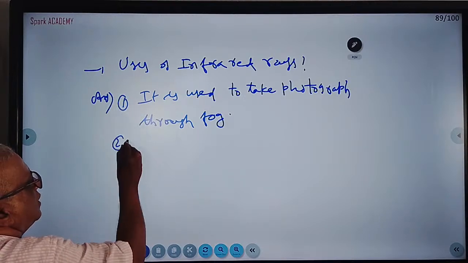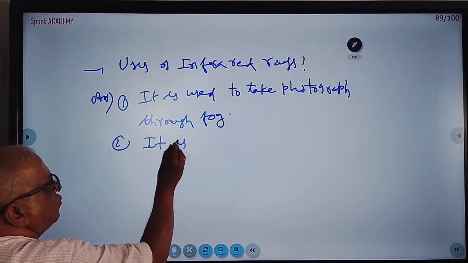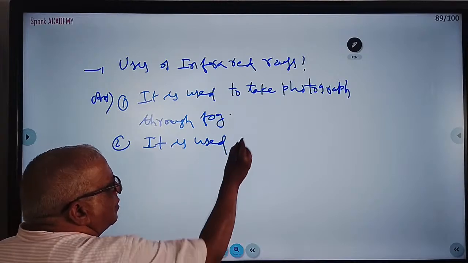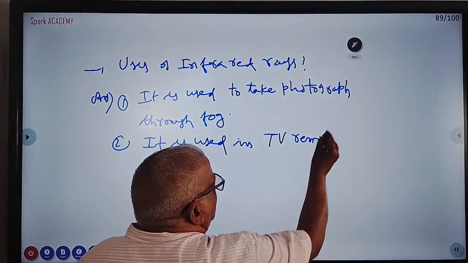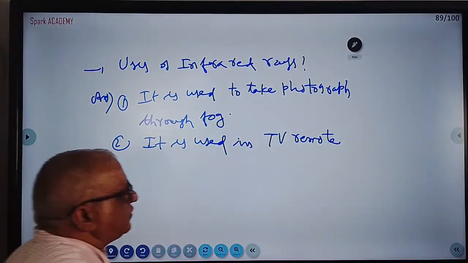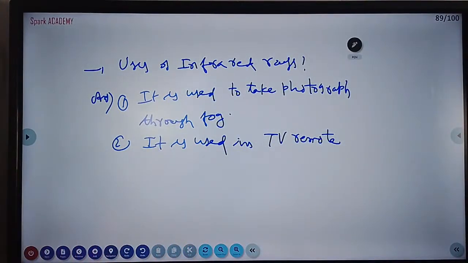Second one, it is used in TV remotes. It is used for curing paralysis. So heat treatment, you can use infrared rays or heat rays in paralysis. Which animals? Snakes. Snakes can detect the infrared rays.